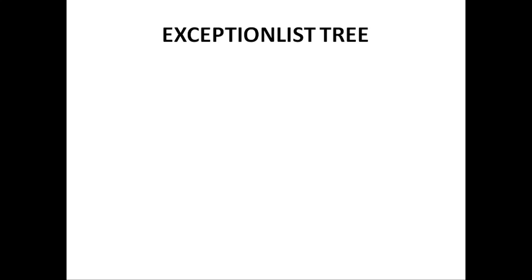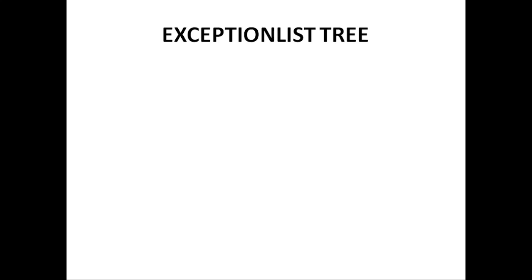Again, if you want to send some information to the exception list tree, then you have to use the output exception list. And if you want to access something from this tree, then you have to use the input exception list. So again, if I brief this, this tree will be populated in case of some exception. If you want to access something, you use the input exception list. If you want to send something, you use the output exception list.